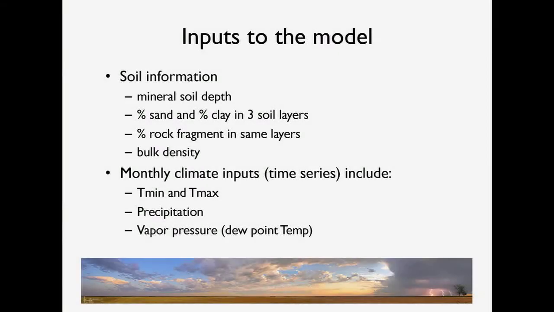It uses monthly data. For climate, we use minimum and maximum monthly temperature, monthly precipitation, and vapor pressure. The soils information is extremely important, of course, because in the future, as it gets warmer and drier, the soil water availability is key. We use mineral soil depth, soil texture, rock fragment, and bulk density.